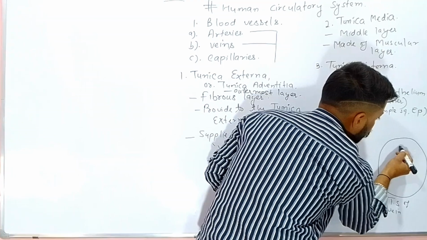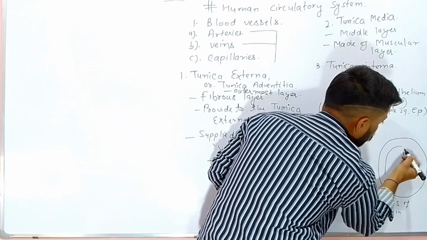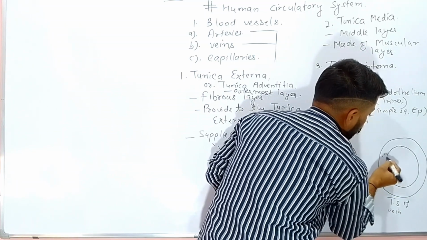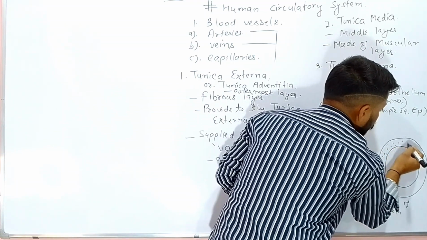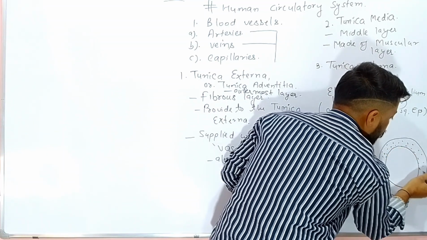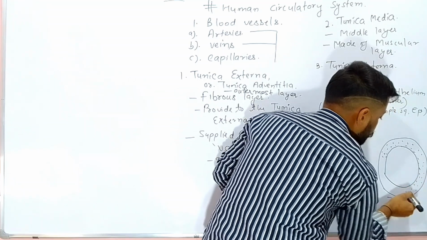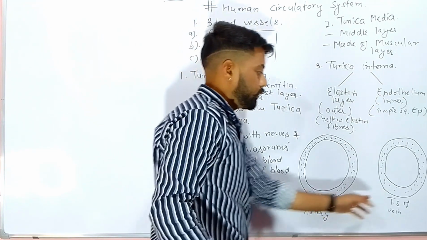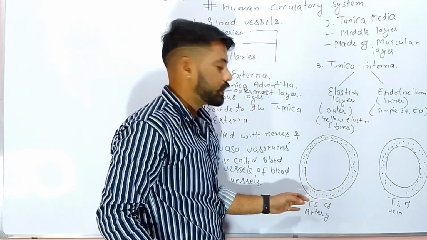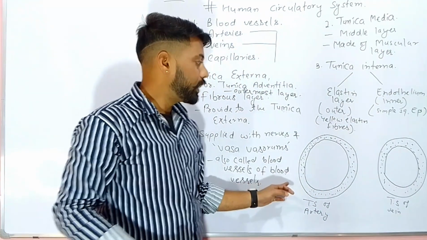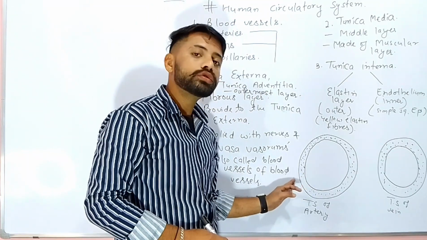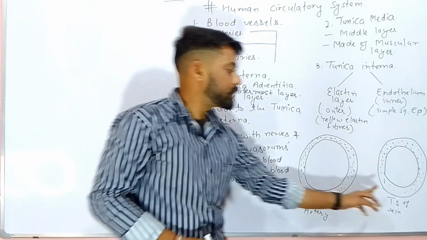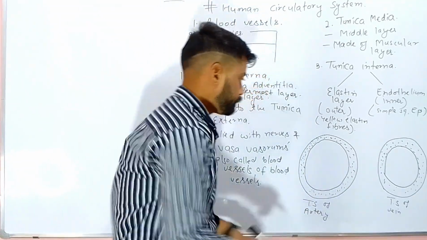Again, the tunica externa. After we draw the structure of the artery and vein, we will be able to compare the thickness of the layers between the arteries and veins, and now you can see that the outermost layer, the tunica externa, is thinner in case of artery, whereas thicker in case of the vein.